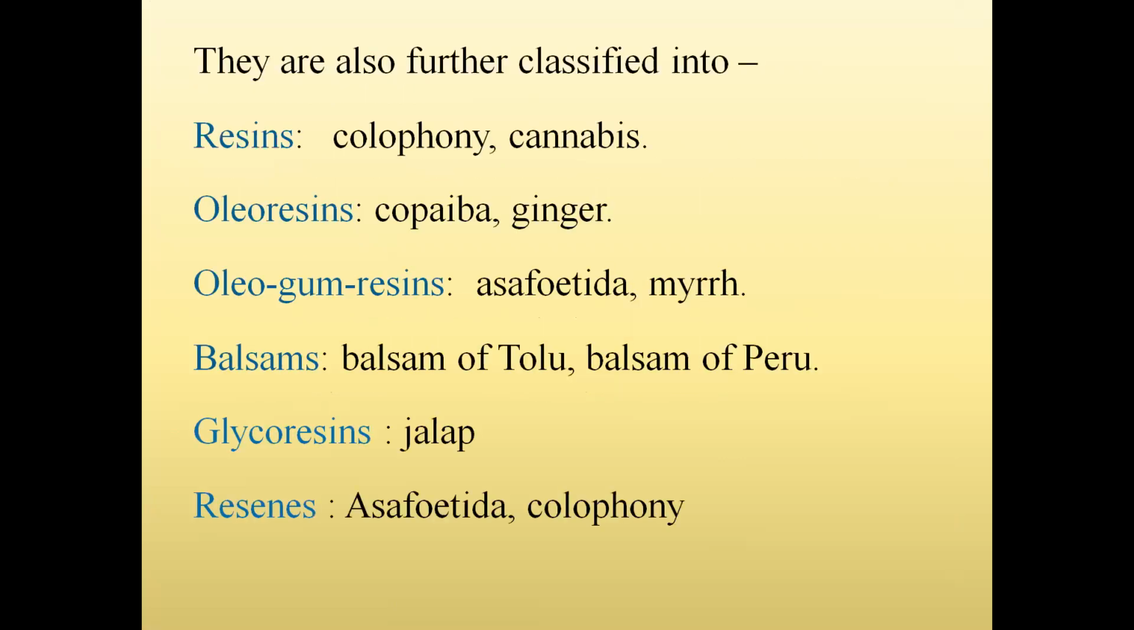They are also further classified into resins. Examples: colophony, cannabis, oleoresin, copaiba, ginger is also an oleoresin. It constitutes volatile oil and gingerol. Then oleogum resin: asafoetida, Ferula foetida, myrrh, Commiphora molmol. Then balsams: balsam of Tolu and balsam of Peru. Then glycoresins: jalap resins, asafoetida again, and colophony. They can also be classified according to these names: resin, oleoresin, oleogum resins, balsams, glycoresins, and resenes.